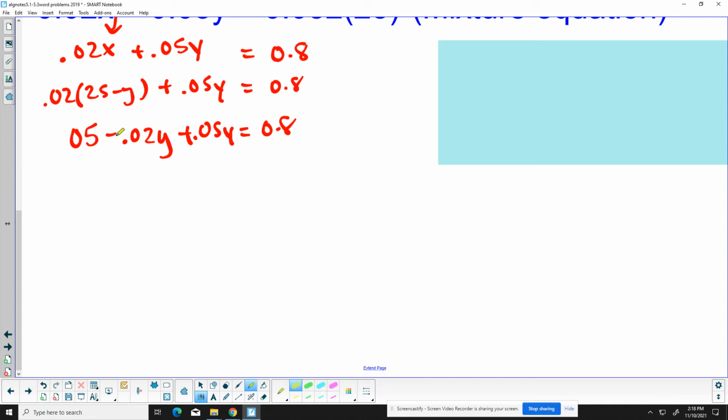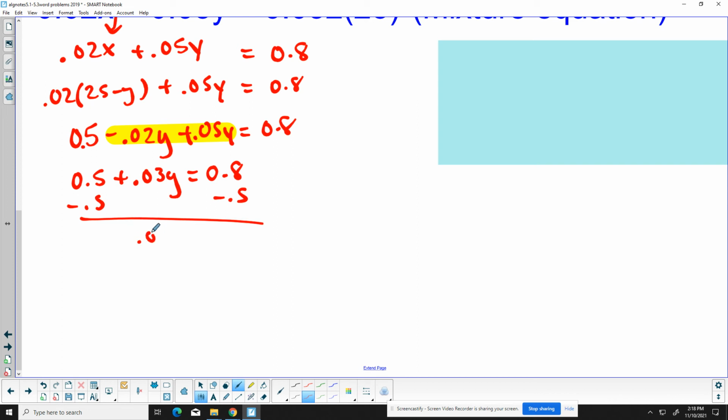And I'm going to combine like terms. So these two need combined. 0.5 plus, so 0.05 and 0.02 is 0.03y equals 0.8. So I just combined like terms. That's all I did. Now I'm subtracting the 0.5 on both sides. And that's a minus, so that would be 0.3. And then I divide both sides by 0.03. So 0.3 divided by 0.03 is 10.